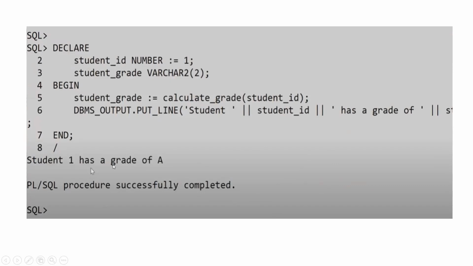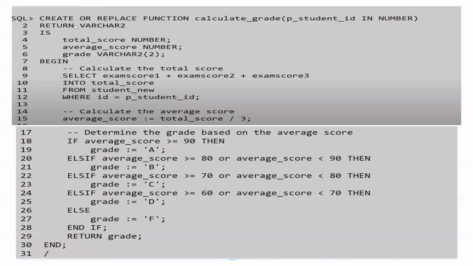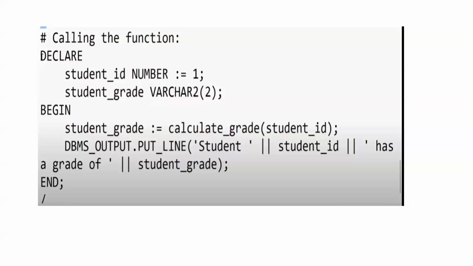So we are writing the program here. Then in the declaration, we are creating the function call, and in the execution part we are calling the function. So the output is this.